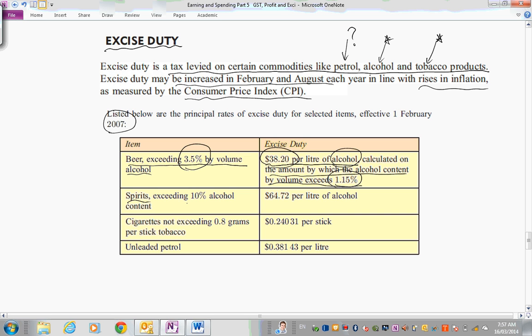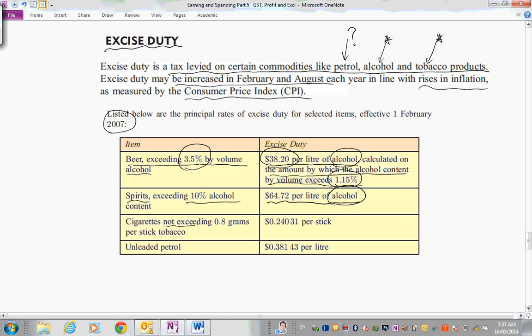Spirits higher in alcohol, exceeding 10% alcohol, then it's $64.72 per litre of alcohol. So you've got to work out how much alcohol content there is, and then you charge per litre. Not per litre of the actual drink, per litre of the alcohol content. So the maths of this can get a bit tricky.